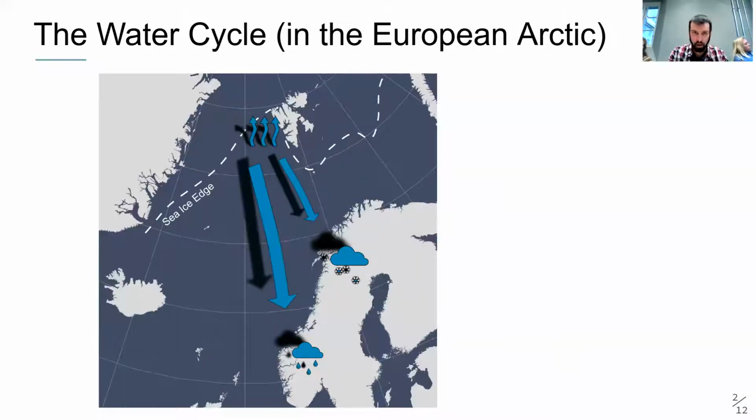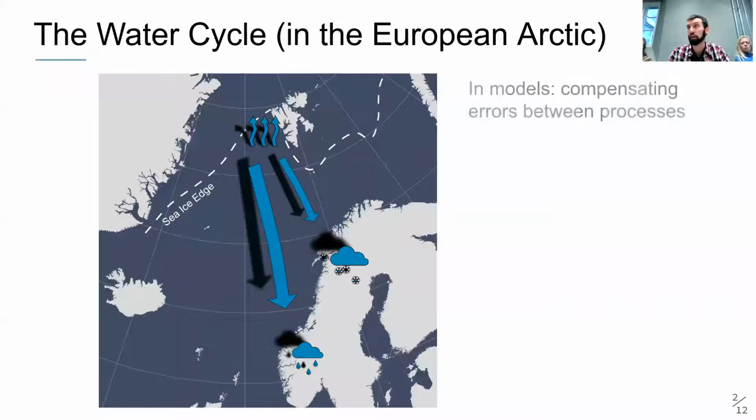So now one thing I'd like to mention is that, not just specific to the European Arctic but in general, the representation of the water cycle in numerical models can be subject to compensating errors between subgrid scale processes. So you can have overactive evaporation balanced by over-efficient precipitation. So you're arriving at the correct moisture content answer for the wrong reasons.